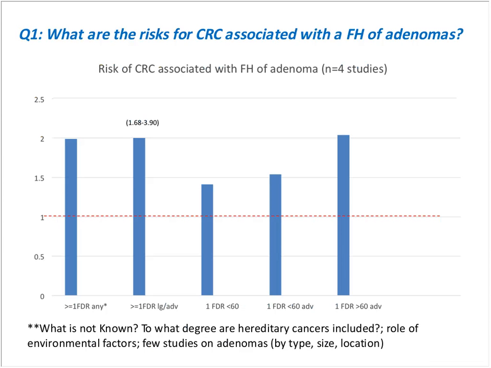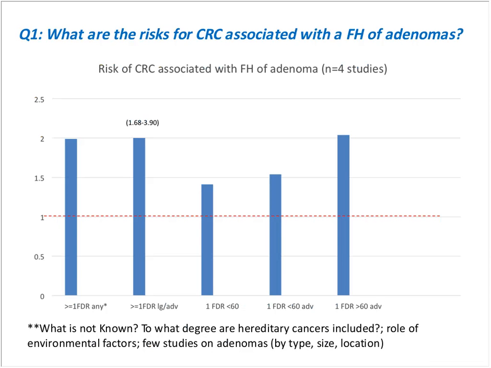This graph depicts the risks associated with having a family history of adenomas. And I will note that there were very few studies that we could find in the literature, only 4. So most of these are estimates given from 1 or 2 studies, with the exception of the first bar, which is having 1 or more first-degree relatives with any type of adenoma, and that risk is at about 2.